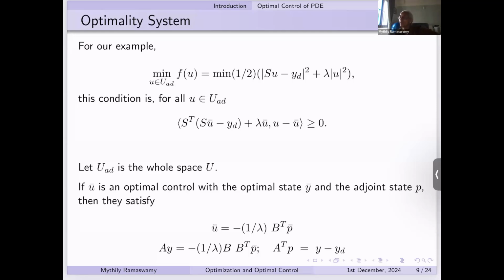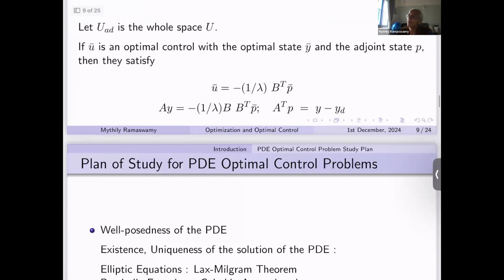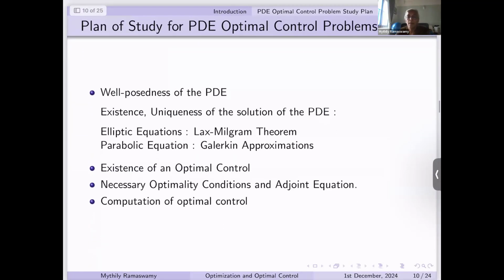This is because I'm going to define P in this way. In the solution operator, we had this. So that is how the adjoint equation appears. So the original equation AY, where I have substituted for U bar, and the adjoint equation A transpose P. So this is the optimality system, which we will keep encountering even in the PDE case. So we have to keep this in mind as a prototype. Okay. So let us take up the PDE optimal control.